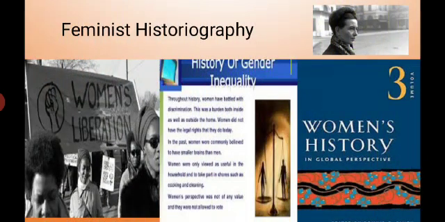Now, Feminist Historiography. Feminist historiography means the restructuring of history from the perspective of women. The writings of Simone de Beauvoir. How to pronounce? Simone de Beauvoir. Simone de Beauvoir helped in establishing the fundamentals of feminism.